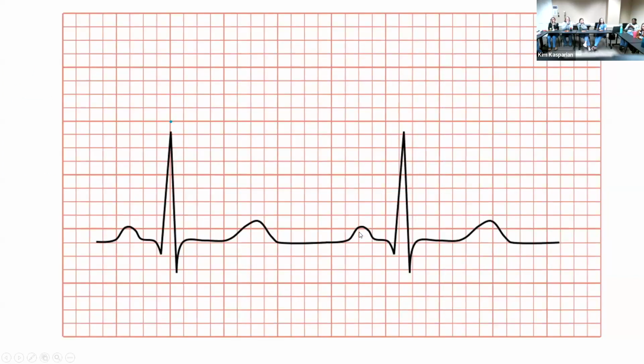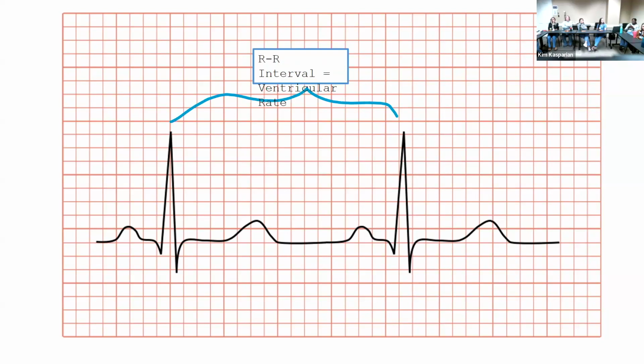All right. So now we're going to talk about some more intervals. First thing, we're already seeing that the formatting shifted a little bit with the change in PowerPoint. So the R to R interval, that's our ventricular rate. Measure between the peaks. We've got our P to P interval, that's our atrial rate.